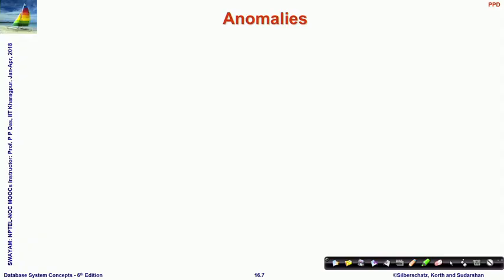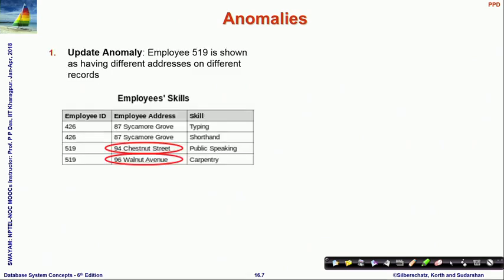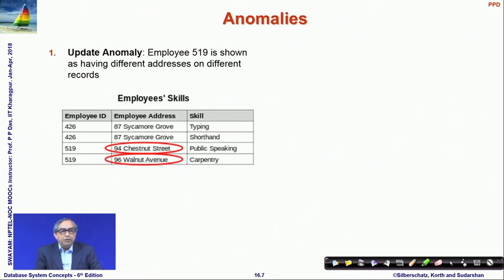So, we will quickly take a look at the anomalies that we are talking of. The first one is called an update anomaly. We are showing you a snapshot of an instance of a database which has three attributes, and you can look at the last two rows for employee code 519, which have two different addresses in these two rows. If employee ID functionally determines the employee address, then this situation is not possible.